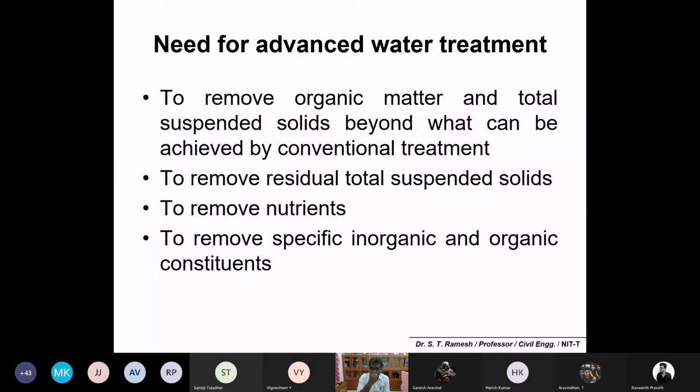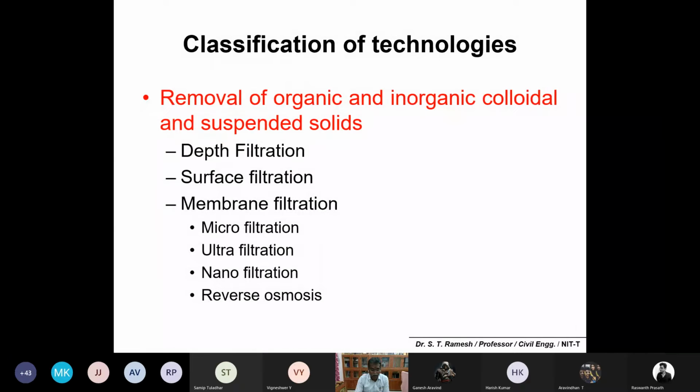And these are the necessity or objectives of advanced treatment systems. Number one, to remove the organic matter and the total suspended solids beyond what can be achieved by conventional treatment. So beyond conventional treatment, if you want to remove solids, you can plan. And to remove the residual suspended solids, you can use advanced treatment technologies. If you want to remove the nutrients, nitrate and phosphate, you can plan for that. Or if you want to remove specific inorganic and organic constituents, you can plan for either advanced or tertiary treatment options. Okay, so these are the technologies available in the market.